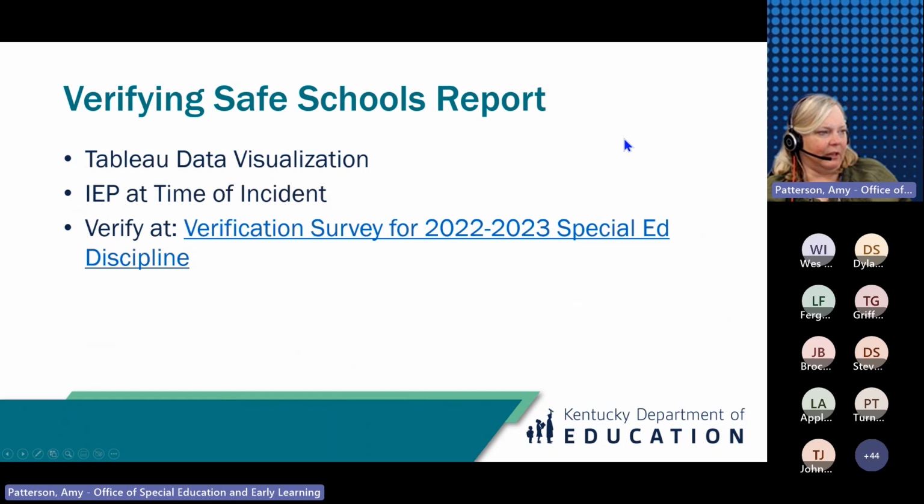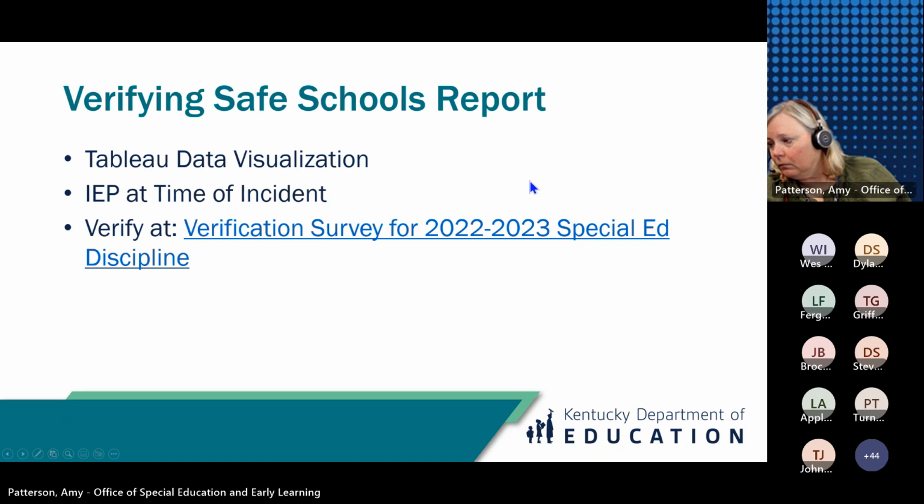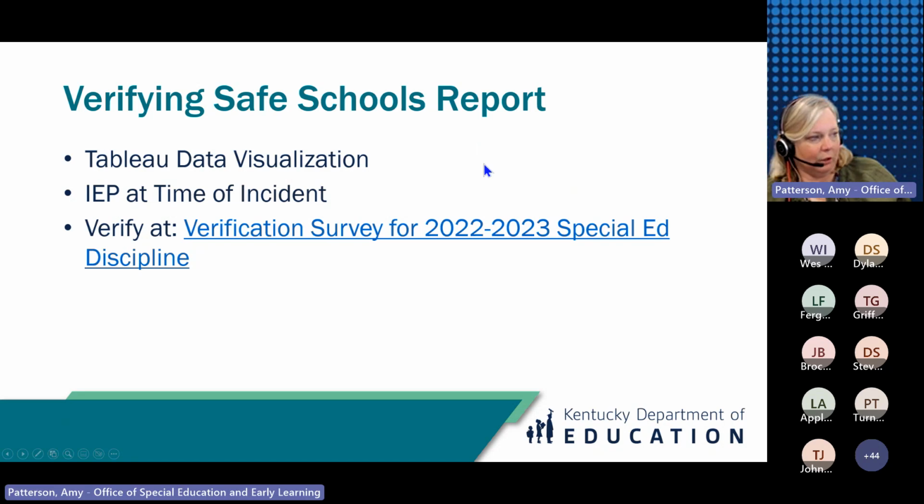So how can you look at this data? It's pretty complicated, and it is. First thing I want you to know is you have some data visualizations available to you. In Infinite Campus, you can go in and up at the top, it should say something like Tableau data visualization. You should be able to click on that and see it. It should give you visualizations, and I think I have a screenshot of this later. So you can see each student who was removed and the length of time.